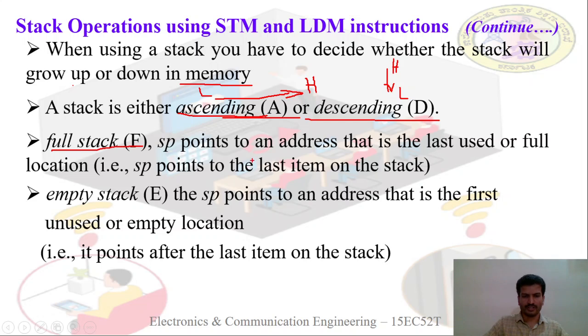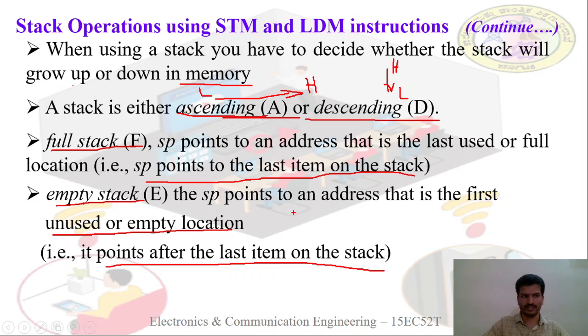Then what is full stack? The stack pointer points to an address that is the last used or full location. That is, the stack pointer points to the last item on the stack. Whereas in empty stack E, the stack pointer points to an address that is the first unused or empty location. That is, it points to after the last item on the stack.